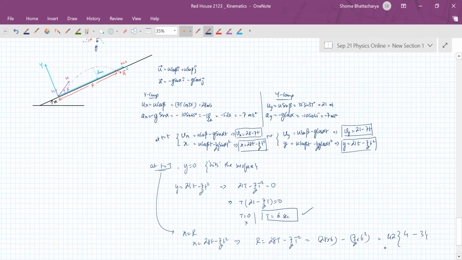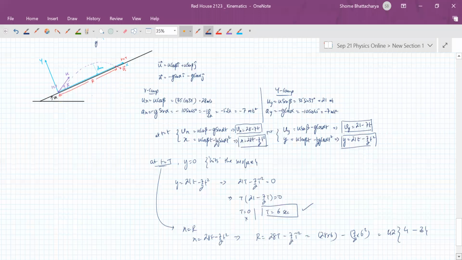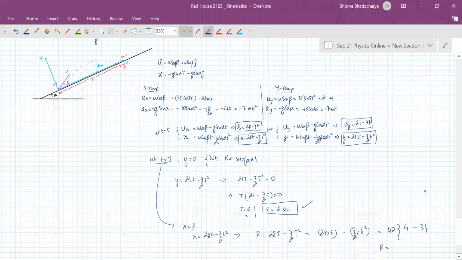So I think you're getting the range as 42 meters. Yes. Oh, is it 3/2? Sorry, 3/2. So the range is 42 multiplied by 4 minus 1.5. So that's 2.5. So 21 into 5, 105 meters. Just check my calculation, people, but this is the approach. Just check the last arithmetic calculation if it's correct or not.